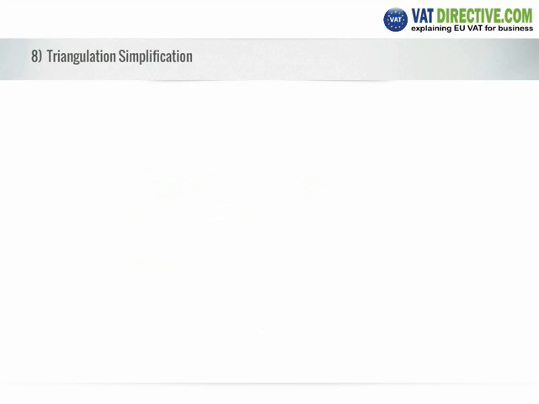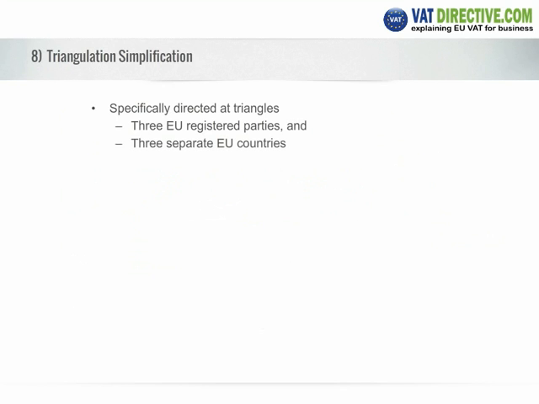Just one or two more points to mention on the simplification, triangulation. Now, triangulation, the simplification, is specifically directed at triangles. You've got to be looking at 3 EU registered parties and 3 separate EU countries. If there are more than 3 parties or countries, then it will not be applied.